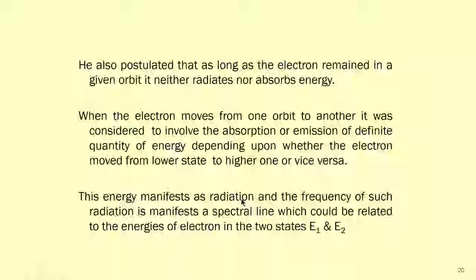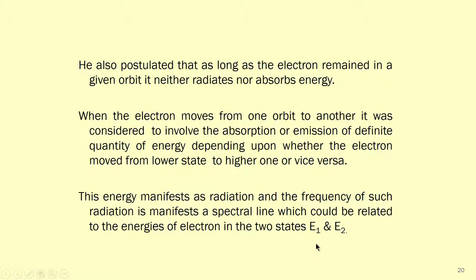Okay. So this is what it means, the lower state to higher state, and vice versa, it can lose energy or it can gain energy. So, this energy difference occurring during absorption or emission manifests as radiation, and the frequency of such radiation is the manifestation of a spectral line that you see in a hydrogen atom, which could be related to the energy of the electron in each state, that is initial state and final state, that I have designated here as E1 and E2.